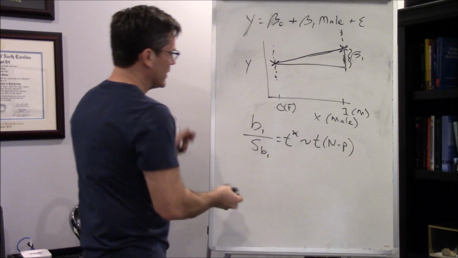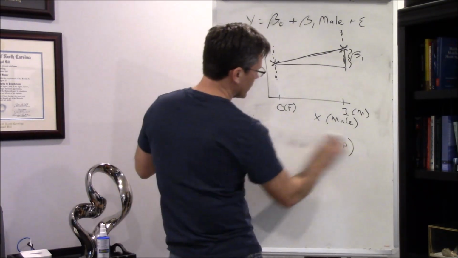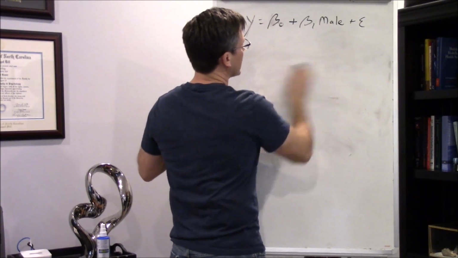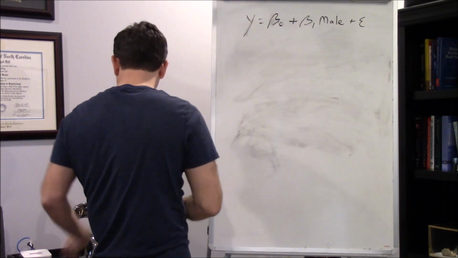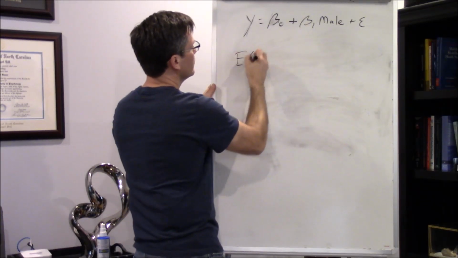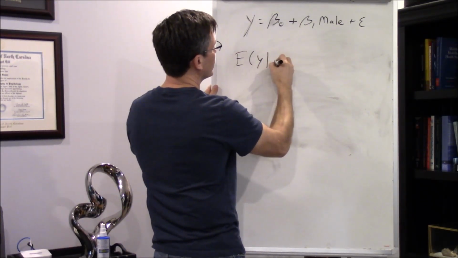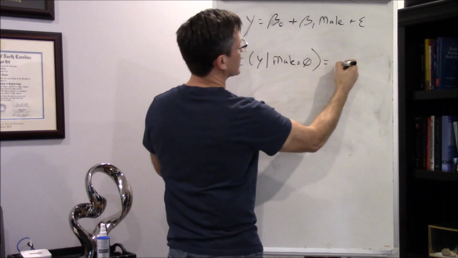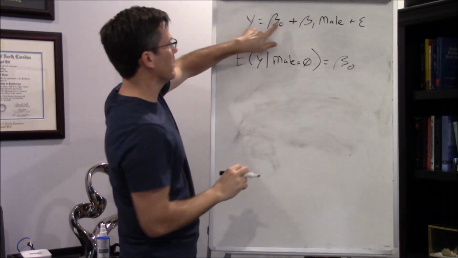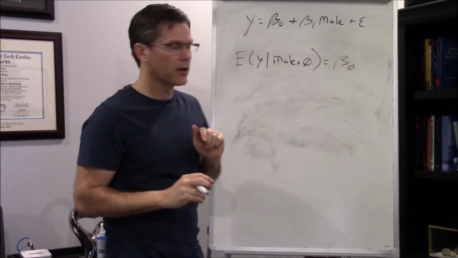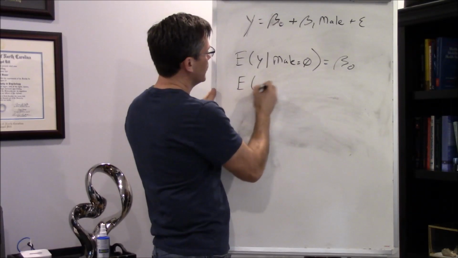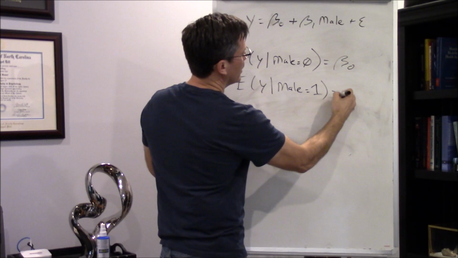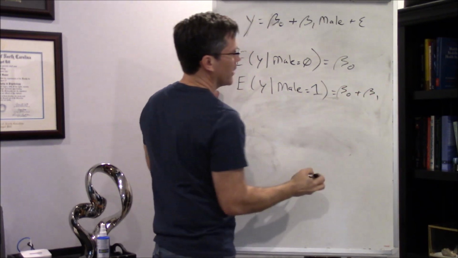And another way of seeing this is through the model equations. As we can say, what is our expected value for y if male is 0, right? So for a girl, the expected value is just going to be beta naught. So we're going to have beta naught plus beta 1 times 0, right? Whereas for a boy, male is 1, and we're going to get beta naught plus beta 1.